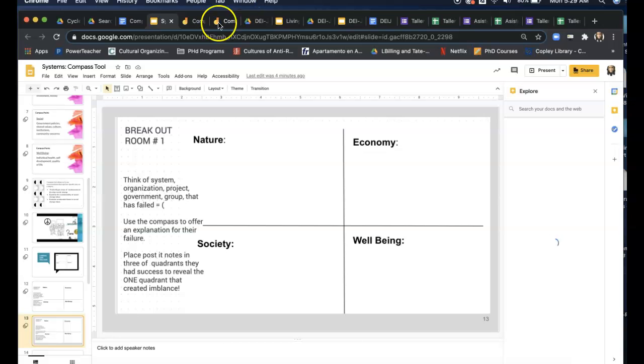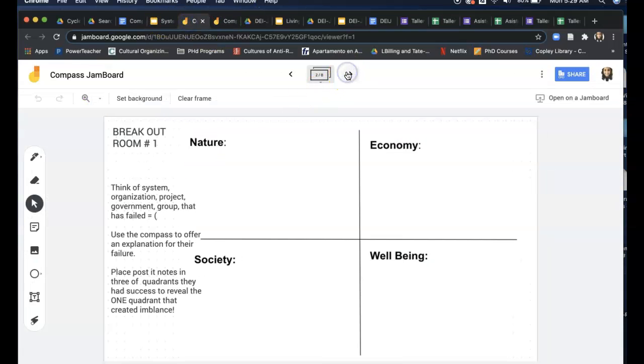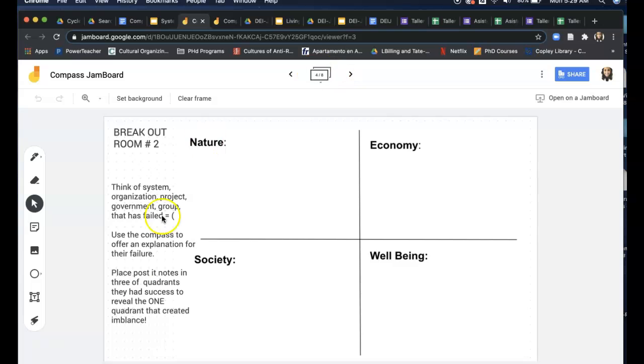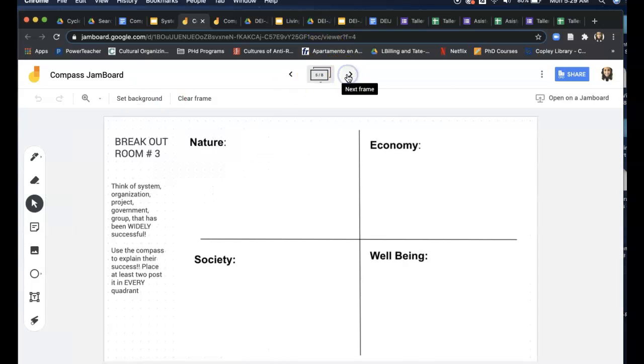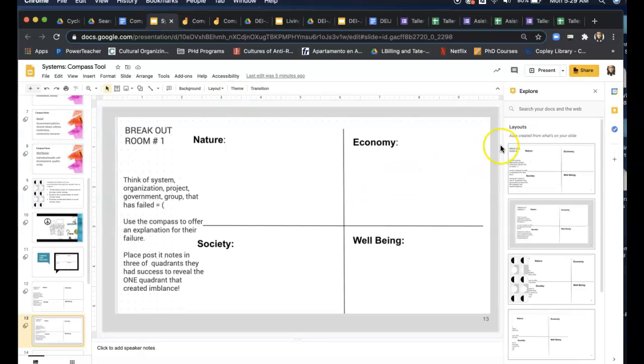So again, each breakout room has 2 assigned to them. Breakout room 1. Notice that it's breakout room 1 and breakout room 1. So they're doing 2. Then this is breakout room 2 and breakout room 2. They also have their own 2. 3, 4. And the second part of the Jamboard, you are thinking of a system, organization, project, government, group, idea, anything that you think has failed or has had limited success. You're going to use the compass to offer an explanation of their failure.